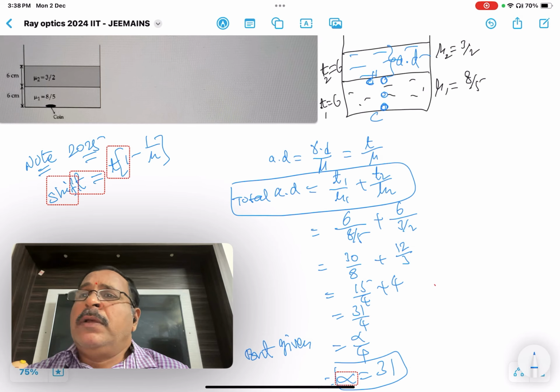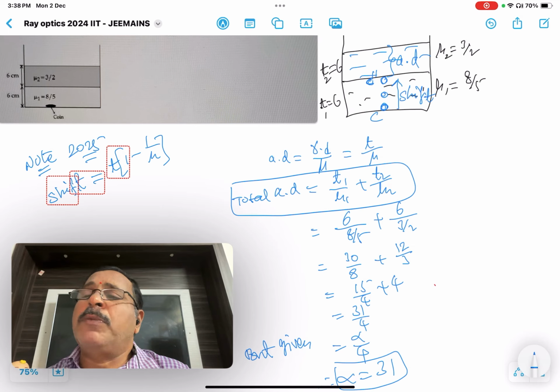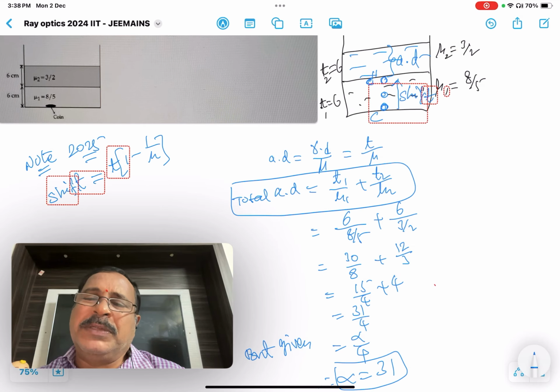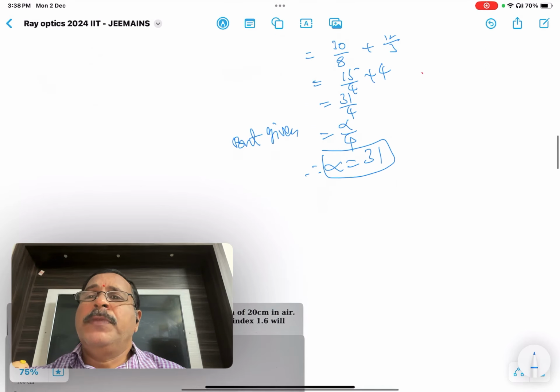Shift means from the bottom onwards it is shifted. They may ask apparent depth from the top surface or shift from the bottom surface. Now, shall we go to the next problem immediately?